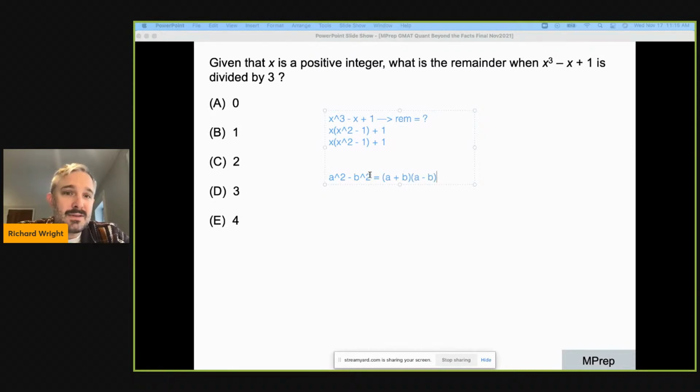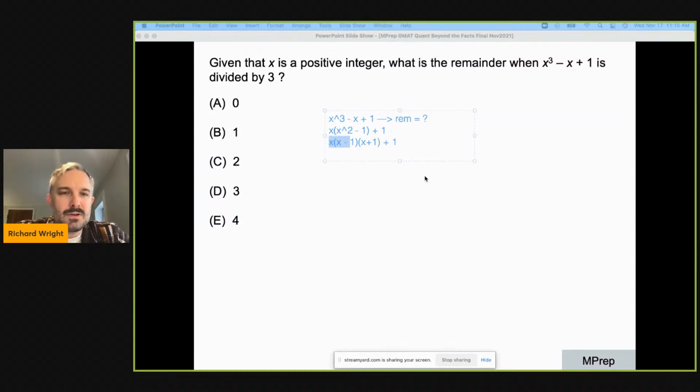And the reason the GMAT loves it is because it's very easy to hide things. I could make this a to the fourth, or x to the fourth minus 9, right? Well, that doesn't look at all like a squared minus b squared, but it is. X to the fourth is just x squared squared, and 9 is just 3 squared. So I know that x squared minus 1 turns into x minus 1 times x plus 1.